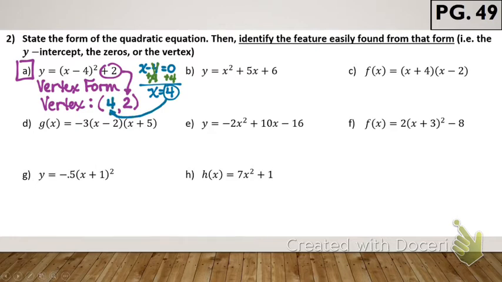No, don't worry about squaring it. It's just our points. You're right, we don't have to square it. The parentheses are squared, but to find my vertex, I just want that piece on the inside.